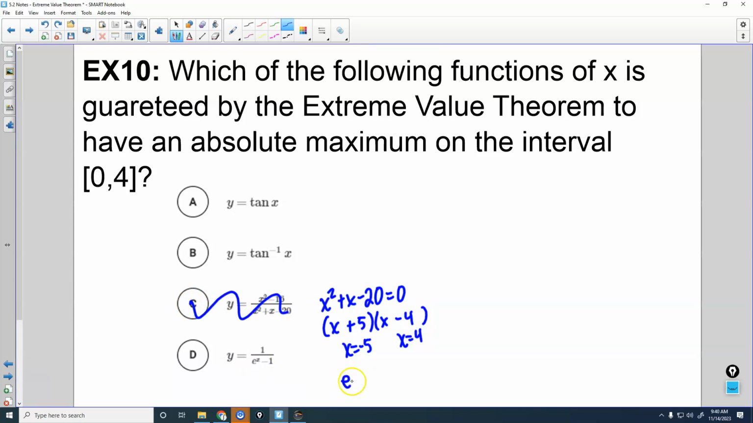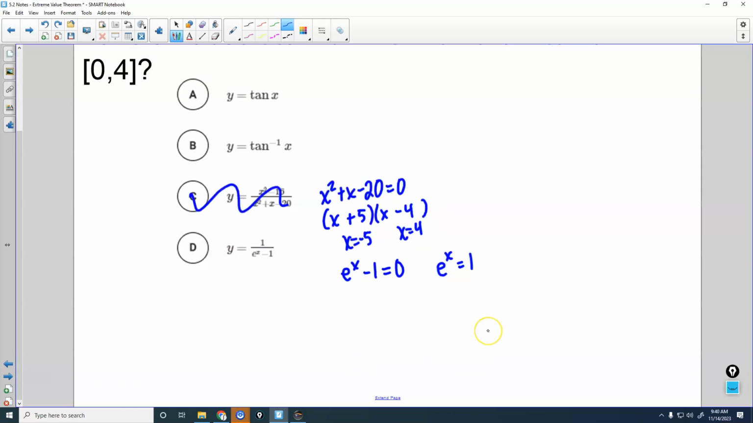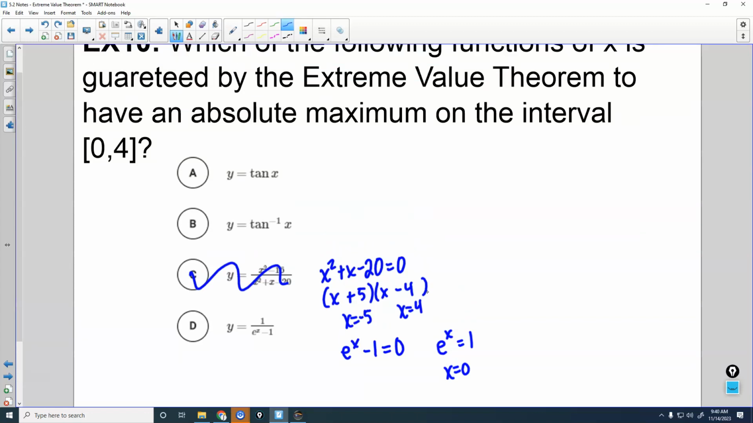D, we've got e to the x minus 1. If that equals 0, then this is undefined. So e to the x would equal 1. How do I solve that? Or I can just think about it. What x value would give me 1 right there? 0. So x equals 0. Or you could do natural log of both sides. Natural log of 1 is 0. Either way, that one is undefined at 0. So that's the other endpoint. That one cannot be it.